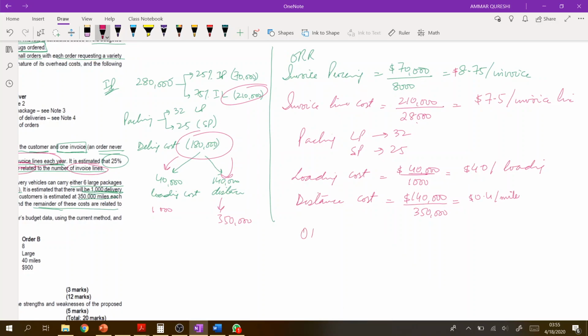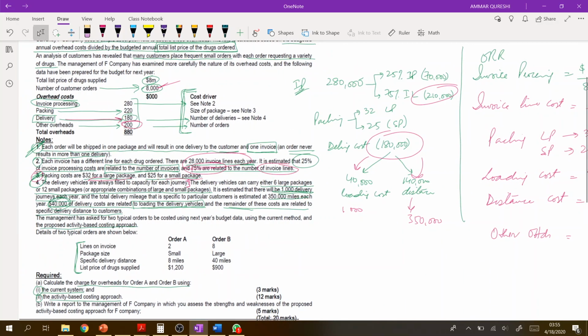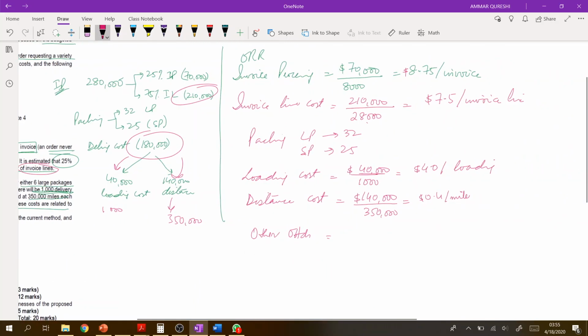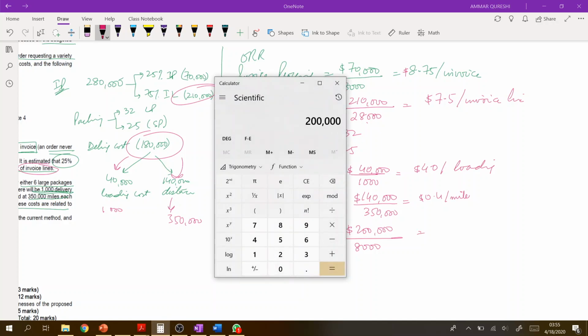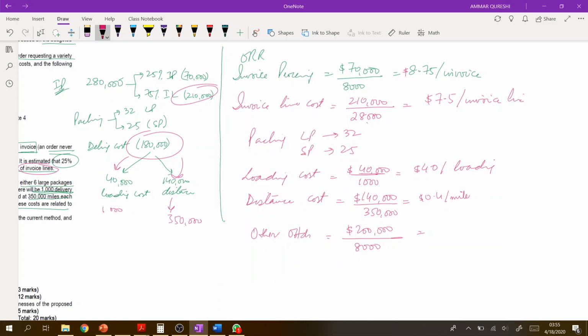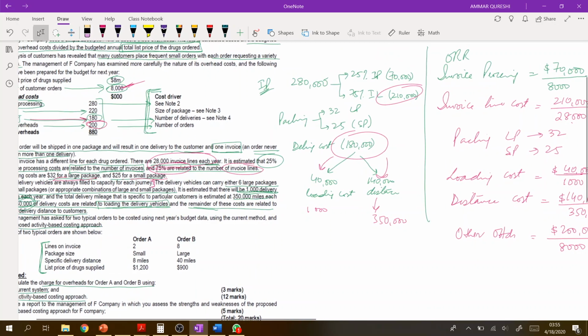So other overheads will be 200,000 divided by the number of orders, which are 8,000, right? So this will be 200,000 divided by 8,000, that is equal to around 25. Other overheads are simple, 25 per order, right? Now, we are done with the calculation of overhead recovery rate.